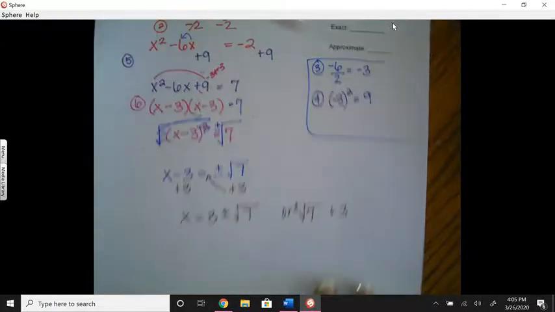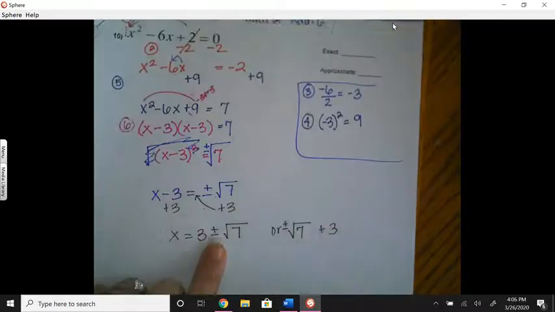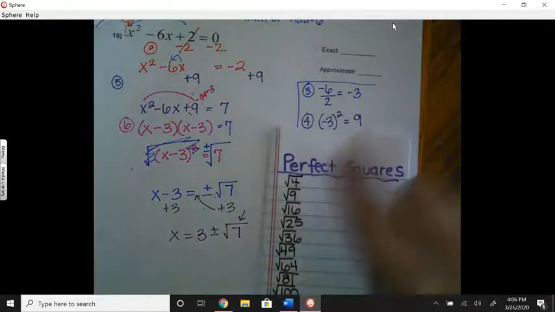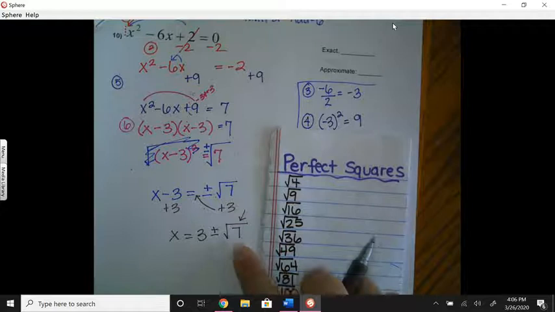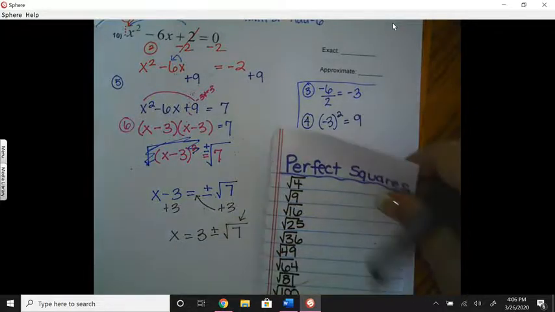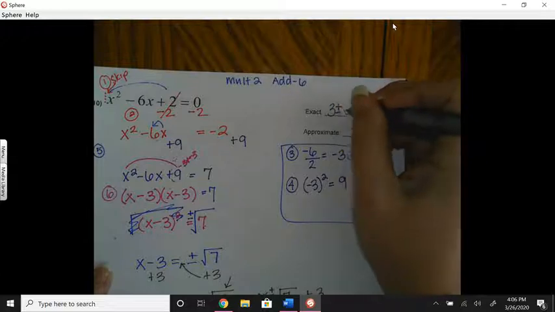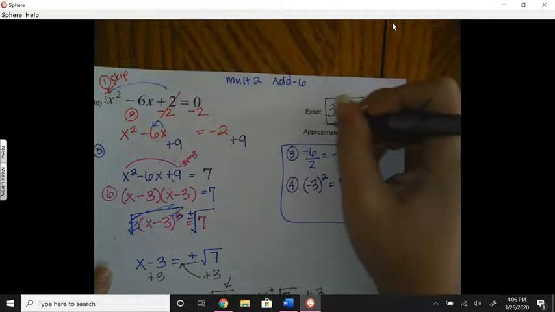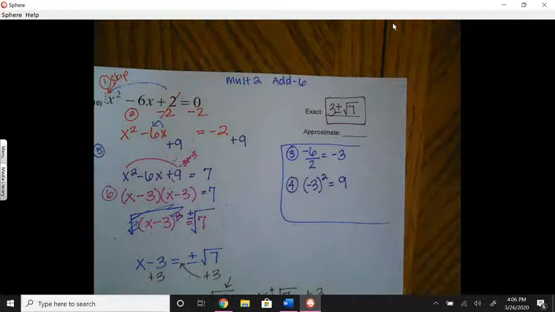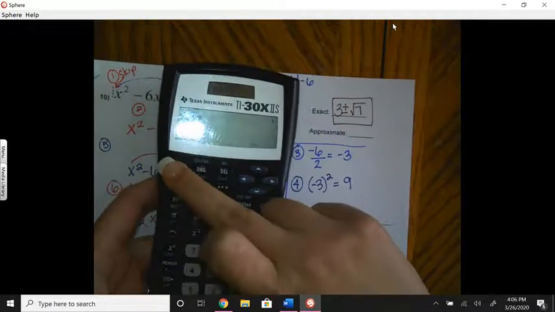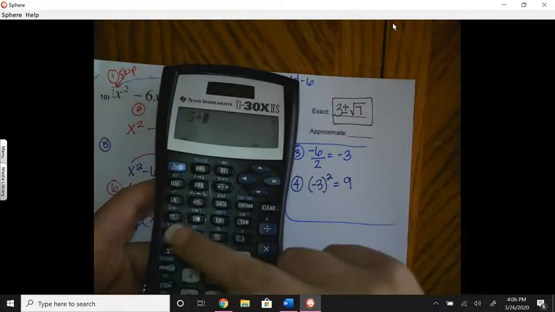So that would be the exact answer as long as this is simplified, which there is no number in our perfect square list that goes into 7, so that's how I know that that's completely simplified. So this is called our exact answer, 3 plus or minus square root of 7. And then our approximate answer is what we get when we put this in our calculator. So 3 plus square root of 7.